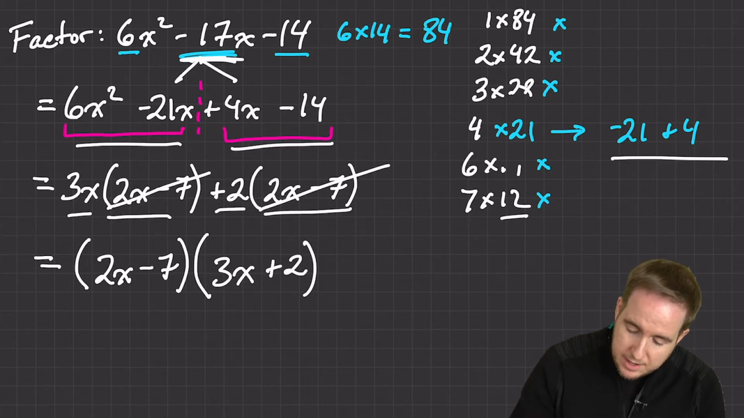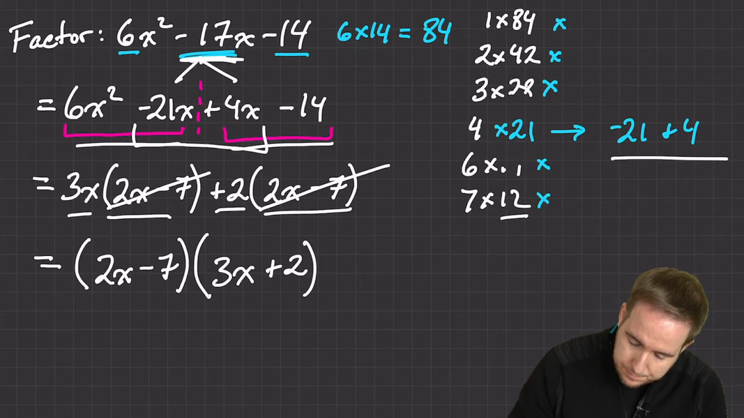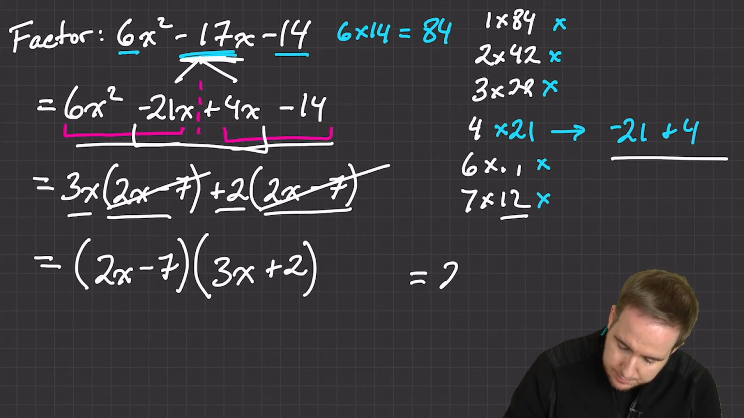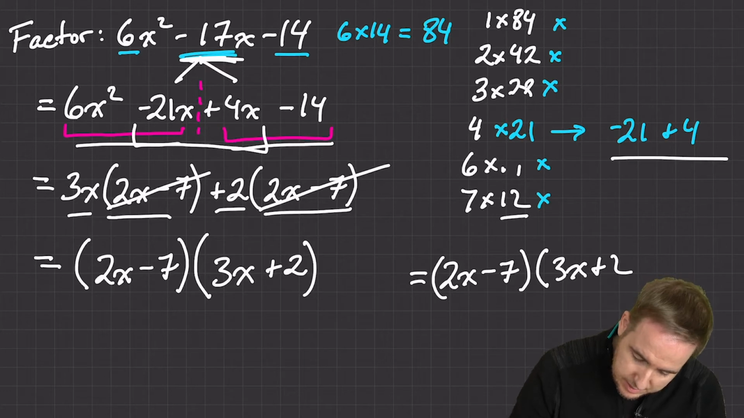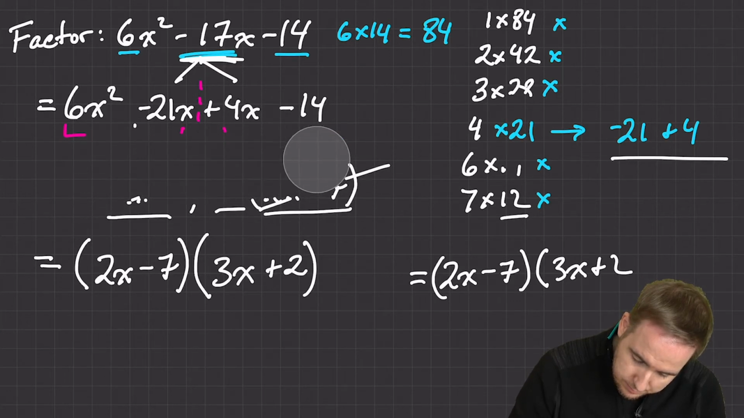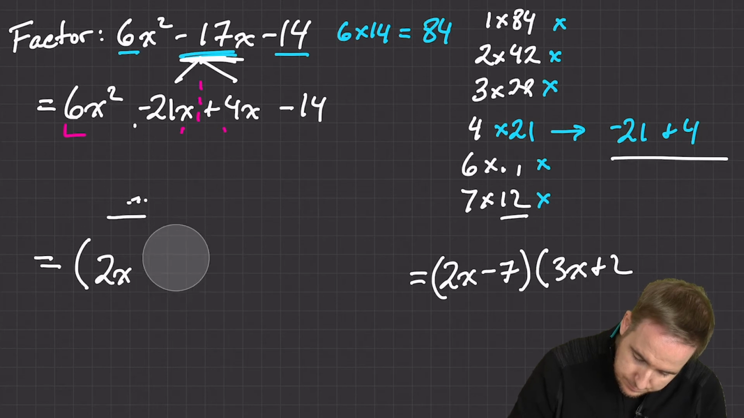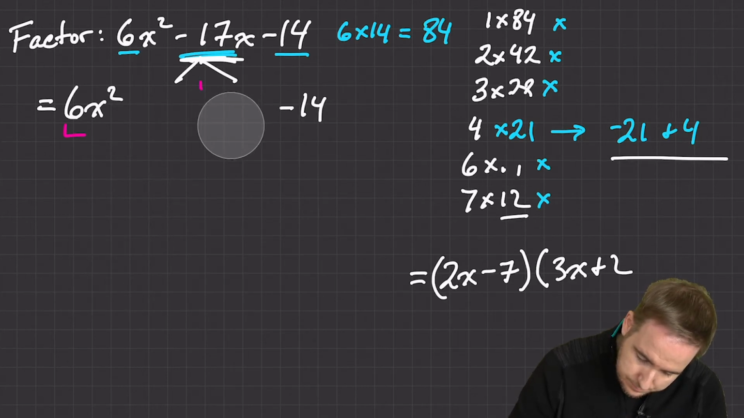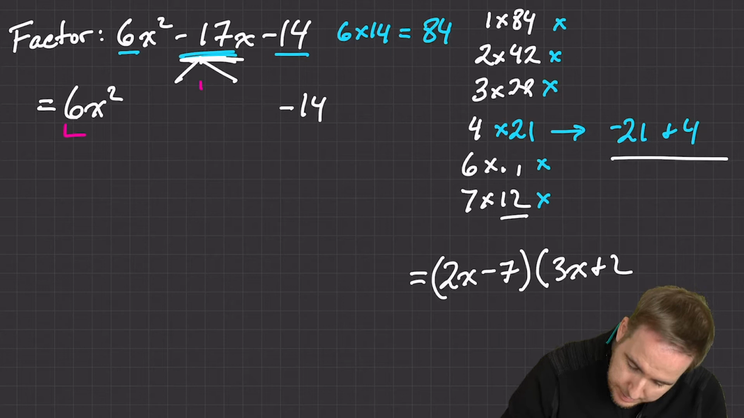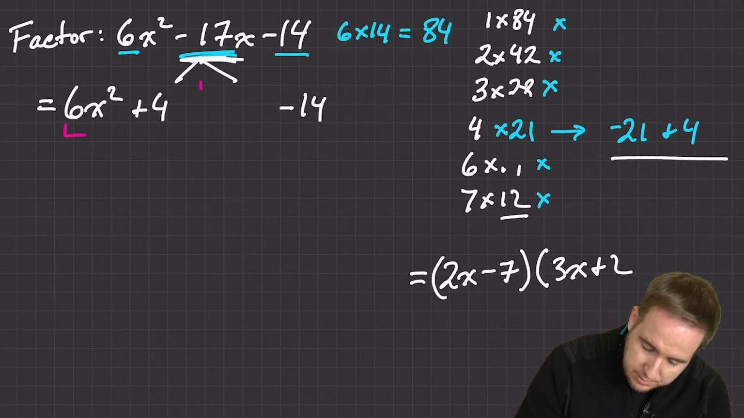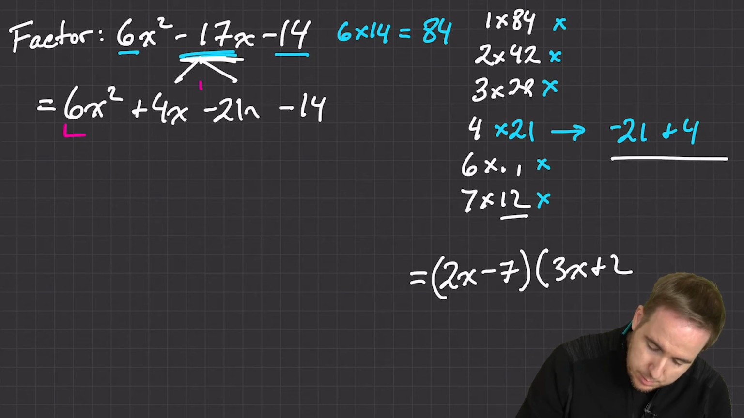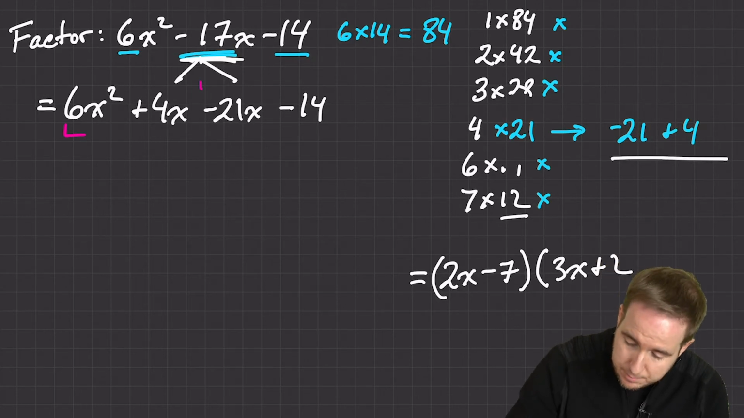Now, the question you might be asking is, does the order of these two matter? So let's keep the answer that we had. And instead, take away all of this. And instead of doing the minus 21 first, let's see what happens if we do plus 4x minus 21x. And same steps and see what happens.